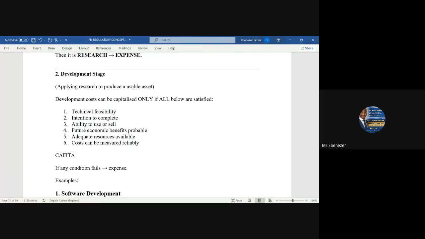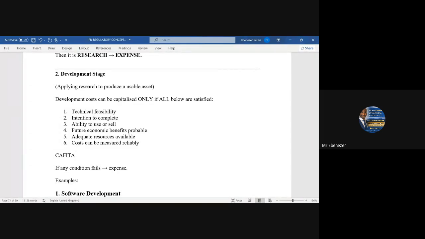Now, you must understand that your question may not come directly. So it is you that must use your logical sense, or based on what I have explained so far, to determine what exactly is to be capitalized or what exactly is to be expensed as an intangible asset cost. The essence of why you are also in this class is as simple as that.